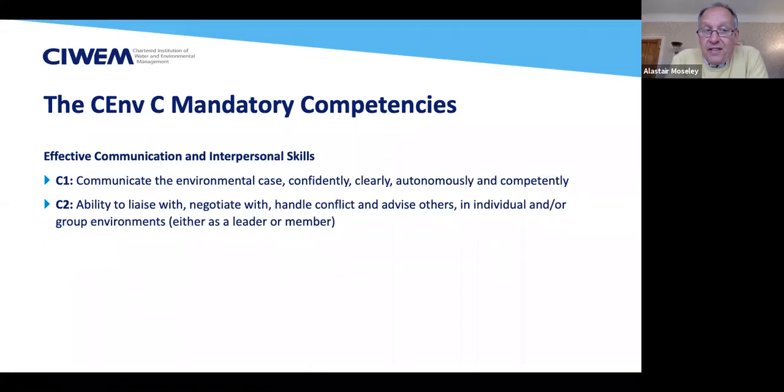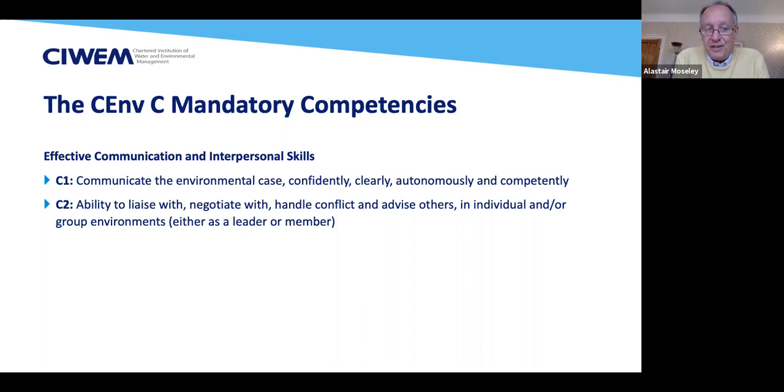The Chartered Environmentalist competencies, you'll see there's only two of them for C. And they are very much aligned with CIWEM's D competencies, as we're going to see in a minute. So society and the environment are very interested in your ability to communicate the environmental case. So they put a big emphasis on communication for a particular cause. And they're looking for you to be able to do that confidently, clearly, autonomously and competently.